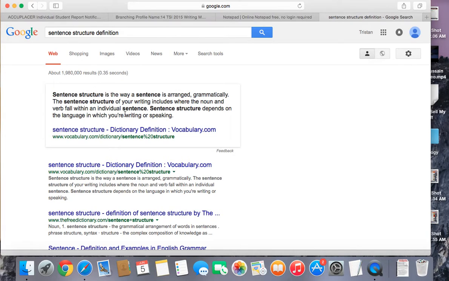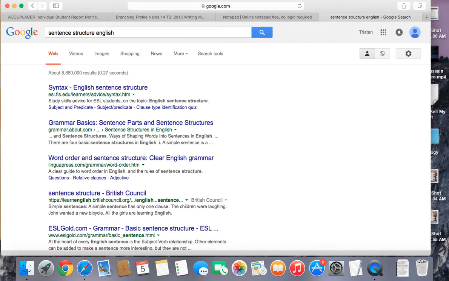The sentence structure of your writing includes where the noun and the verb fall in an individual sentence. Sentence structure depends on the language in which you are writing or speaking. So it says sentence structures are basic for every language, and they're different for every language. So for example, we do English.